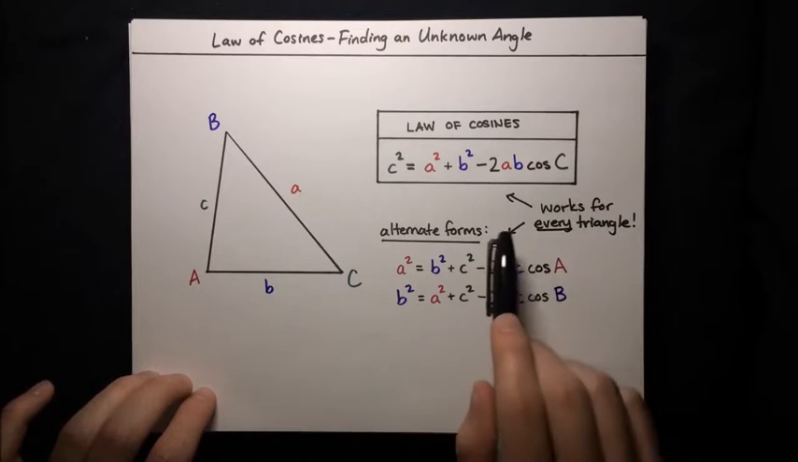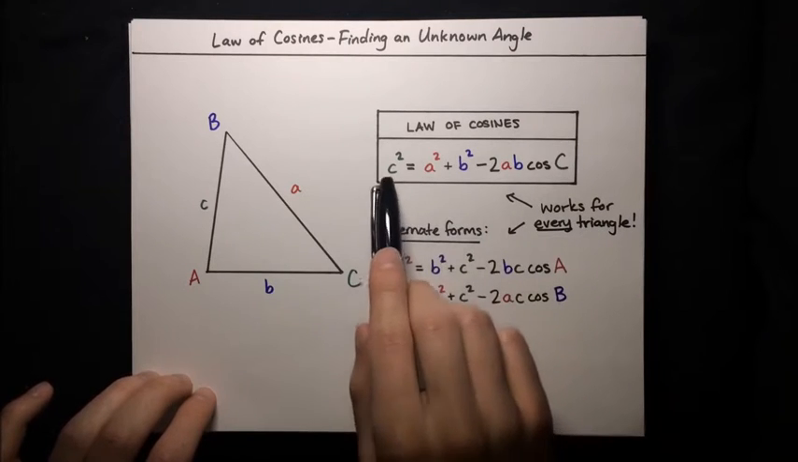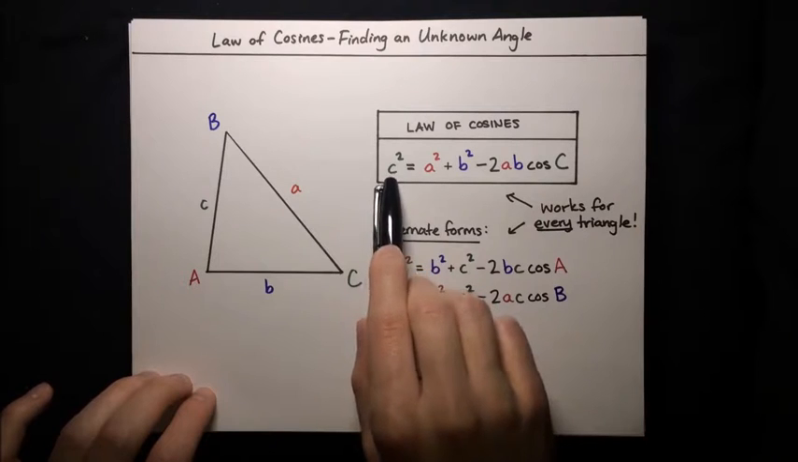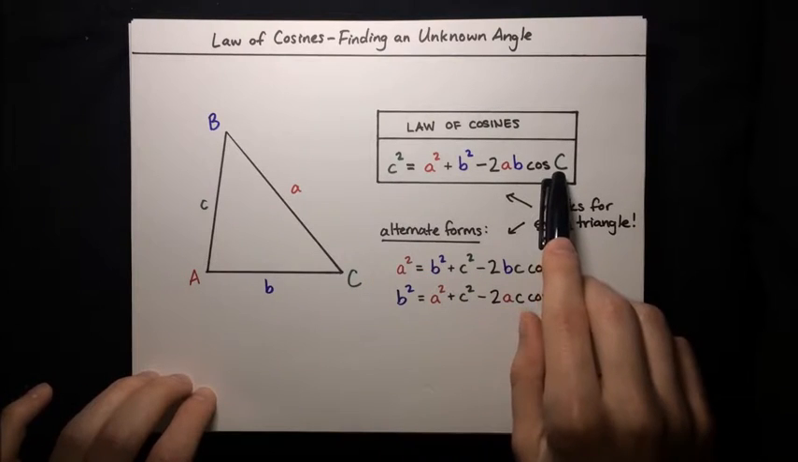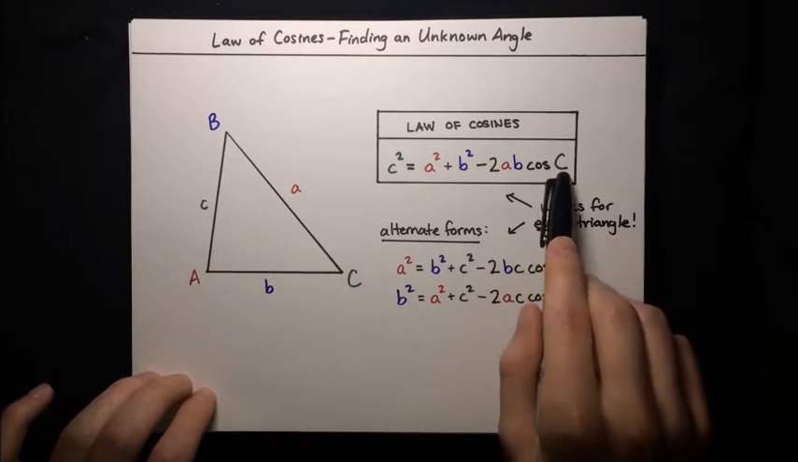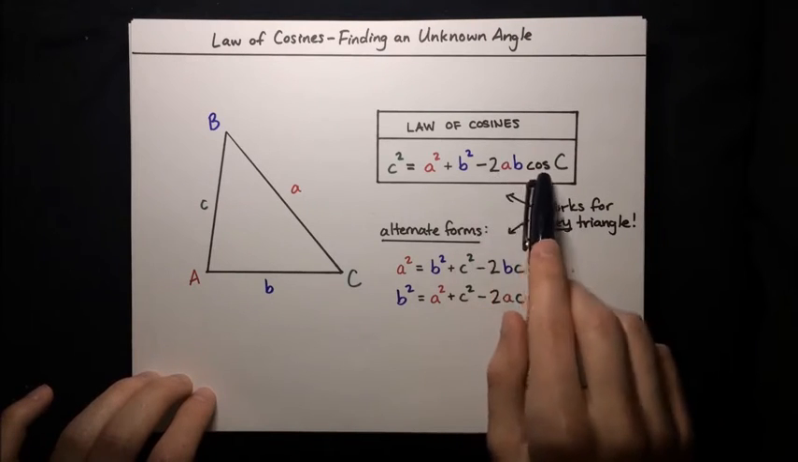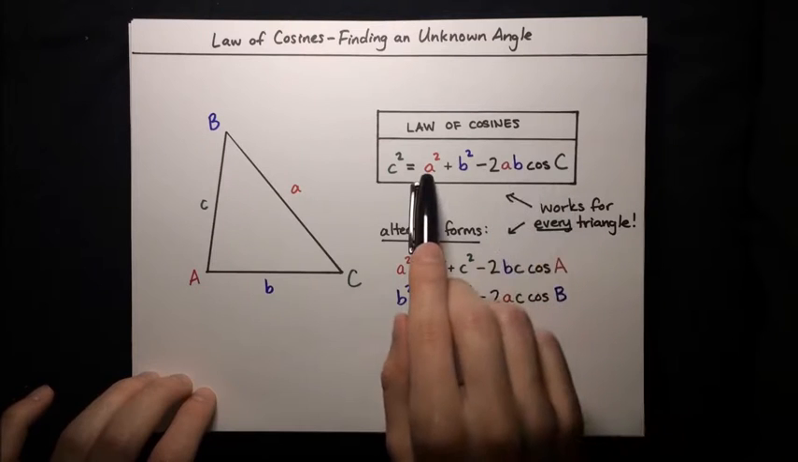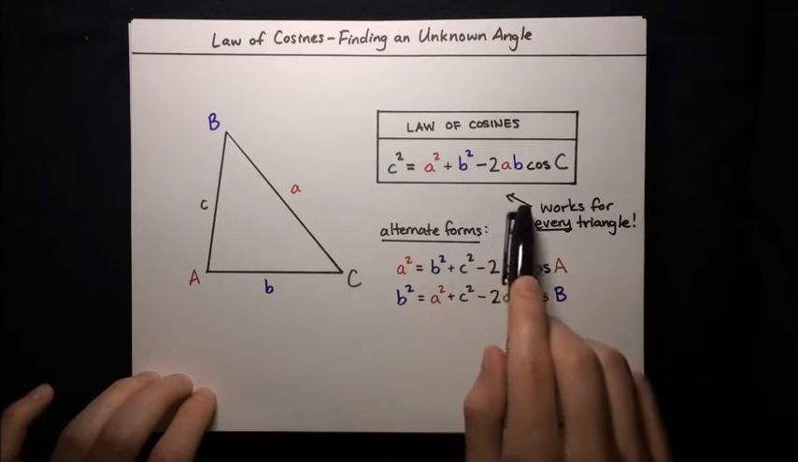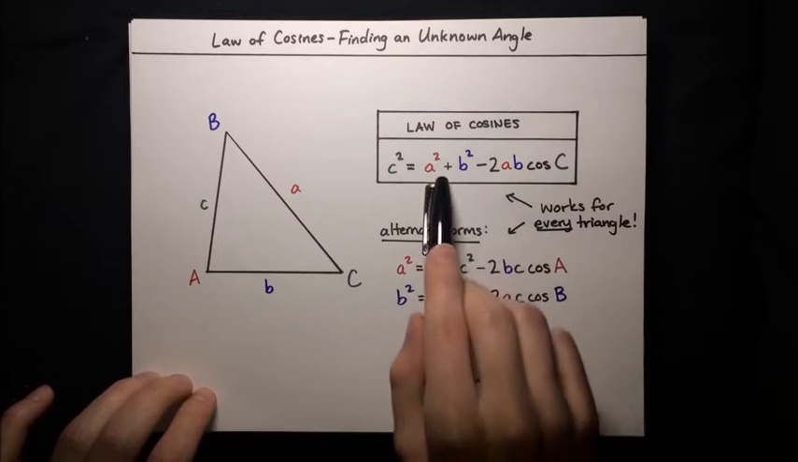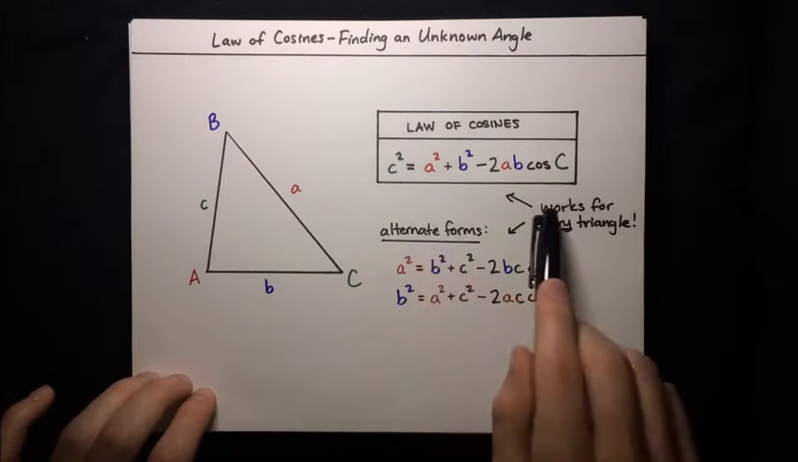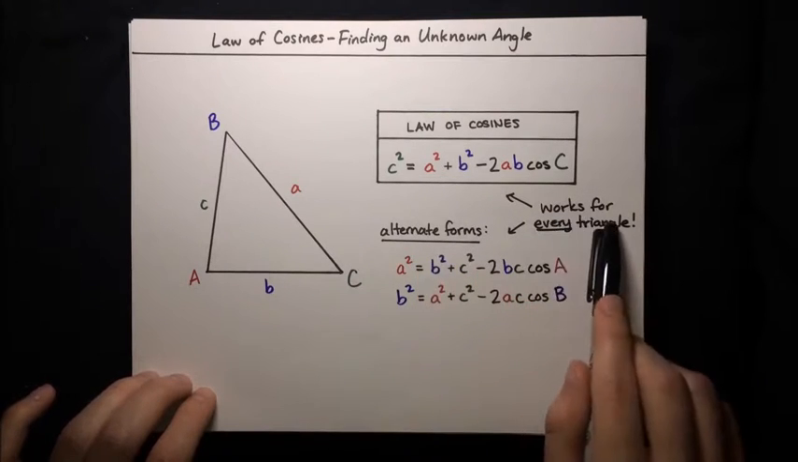In fact, in the case of a right triangle with hypotenuse c, the angle C would be a right angle, 90 degrees, and cos of 90 degrees is just 0. So this whole term would just go to 2ab times 0, which is 0, and that would reduce to the Pythagorean formula. So the Pythagorean formula is really just a special case of the law of cosines. The law of cosines is more general to every triangle.